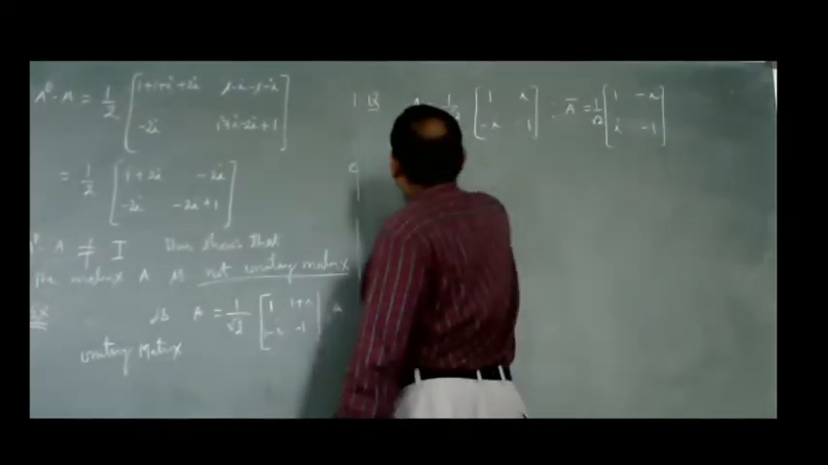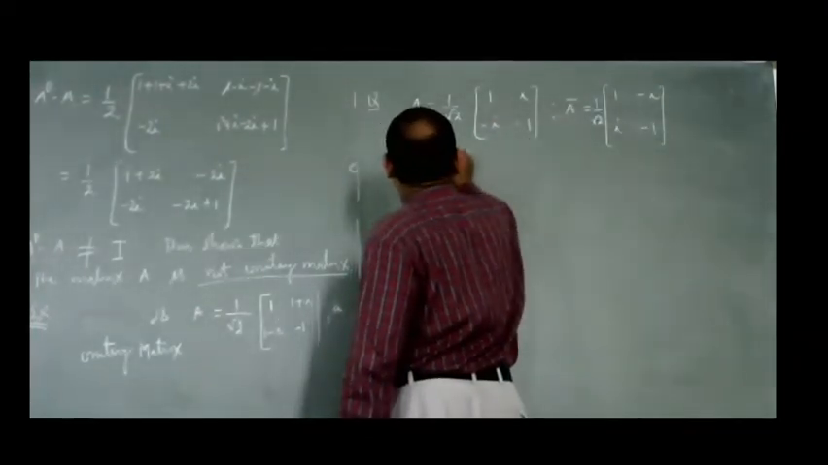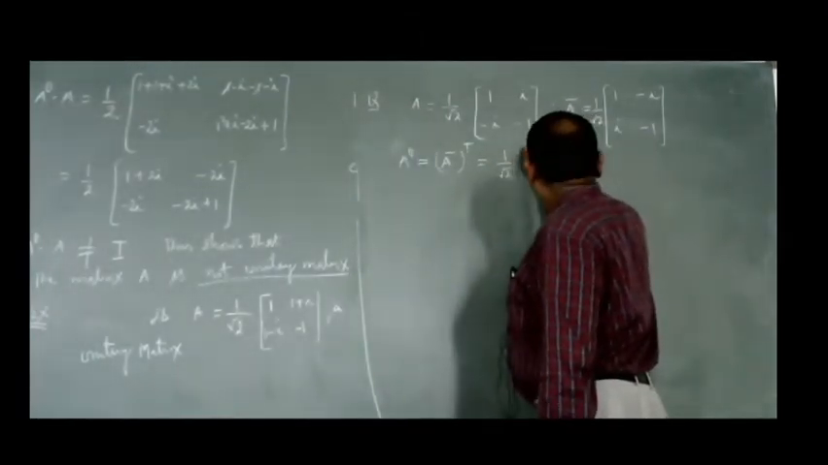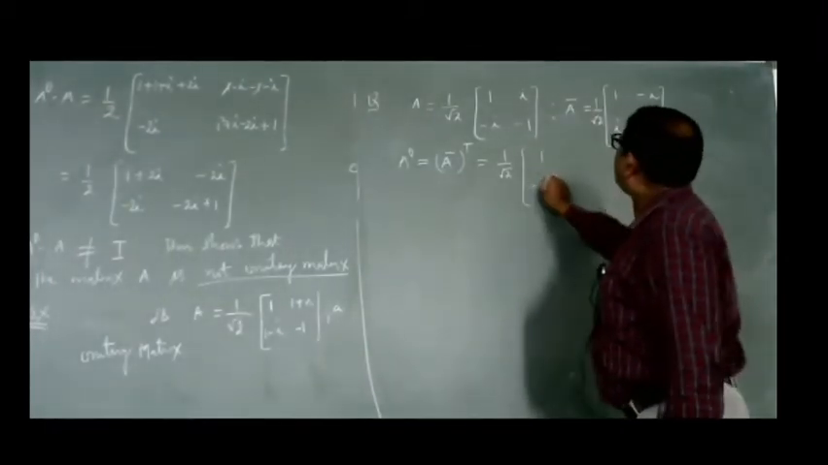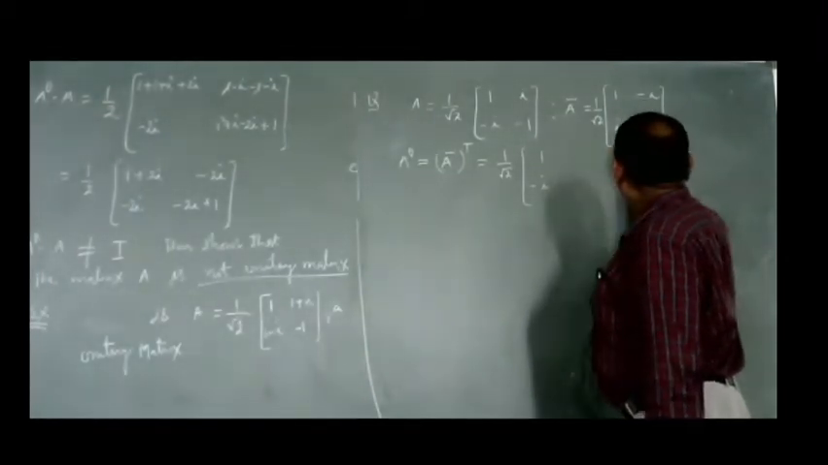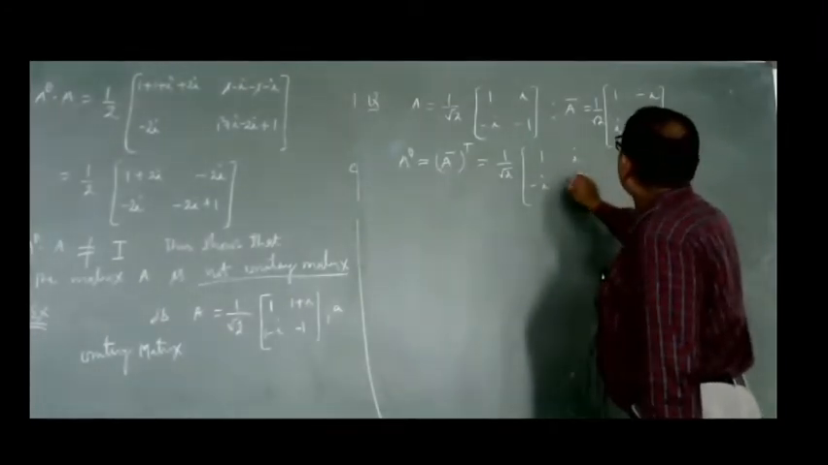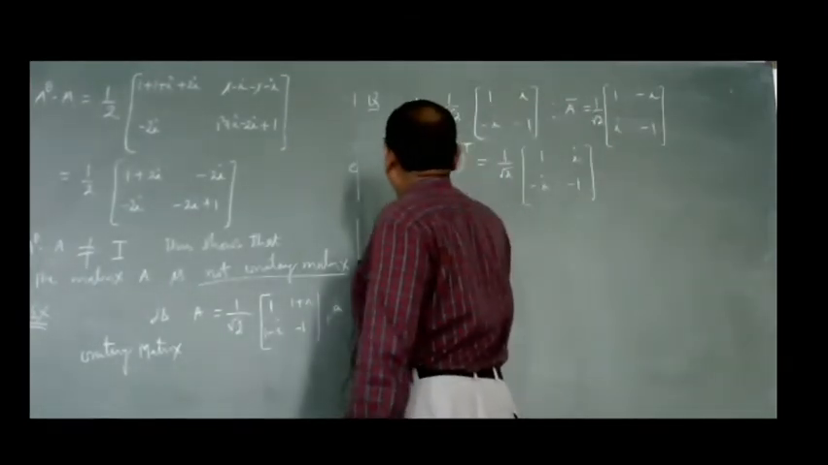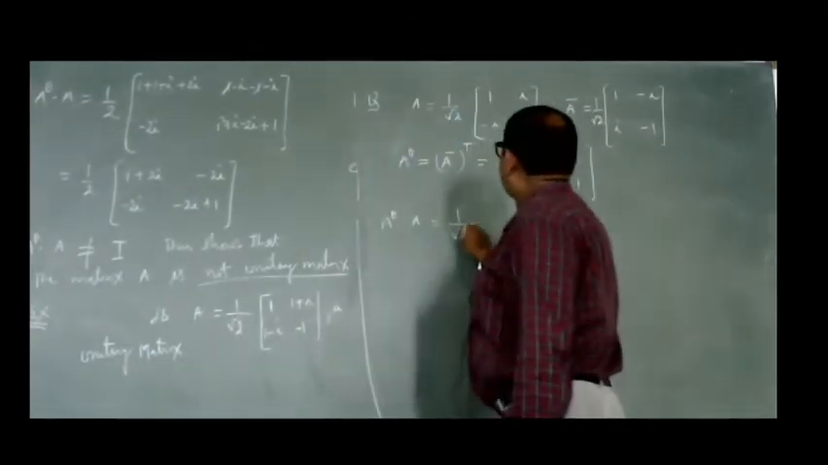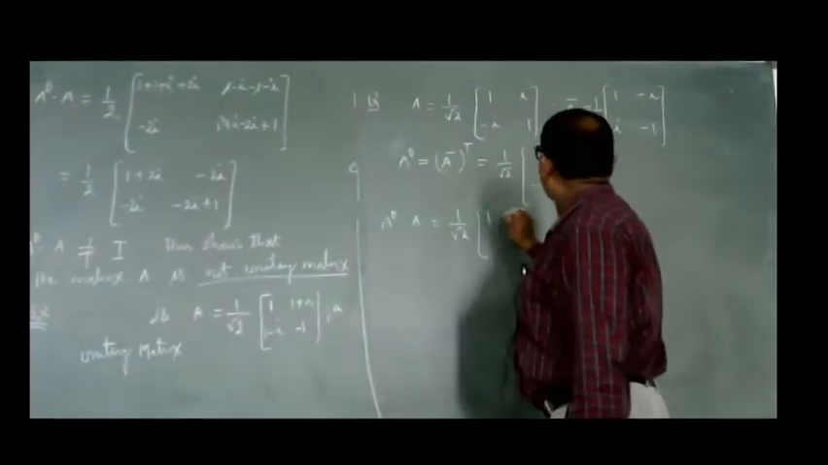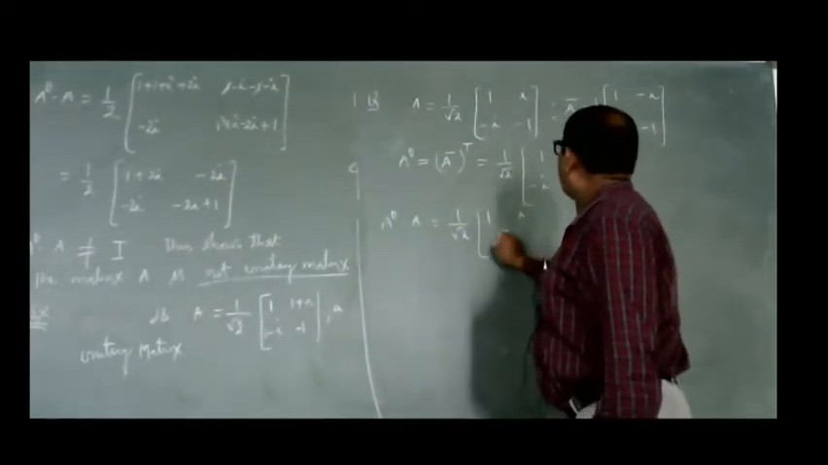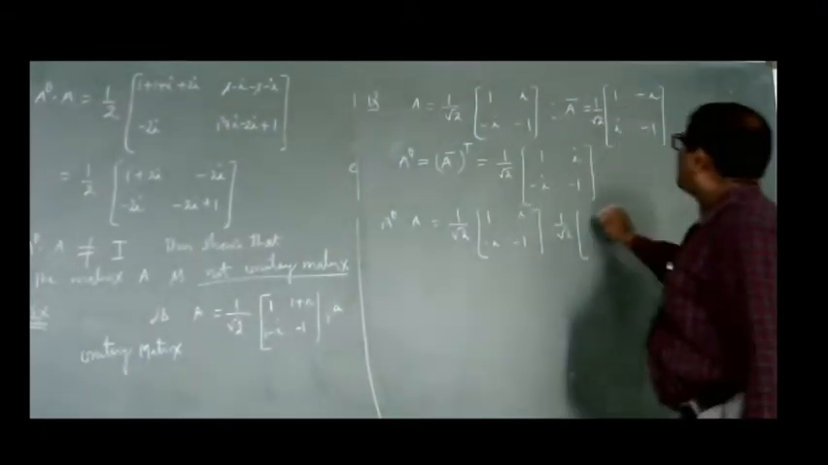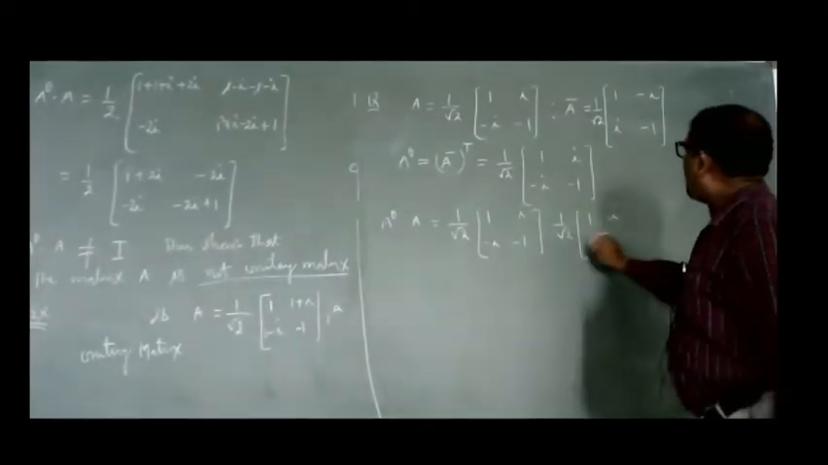Let me find A^θ. A^θ is A bar transpose. It's 1 by root 2, and here is 1, minus i; i, minus 1. When we multiply this A^θ with A, it is 1 by root 2 and 1, i; minus i, minus 1. 1 by root 2 is 1, i, minus 1.